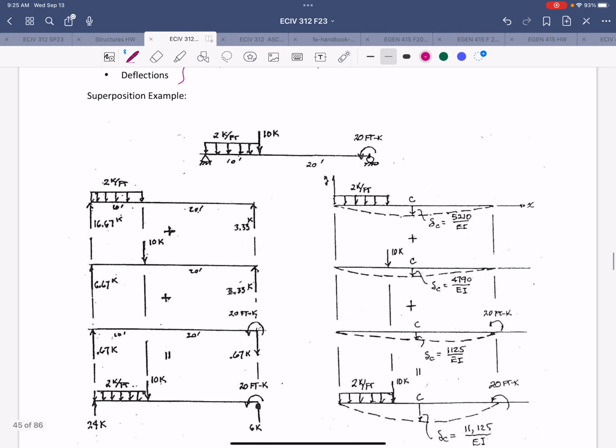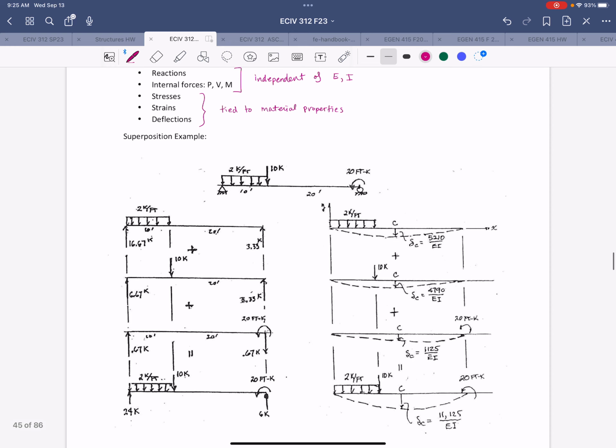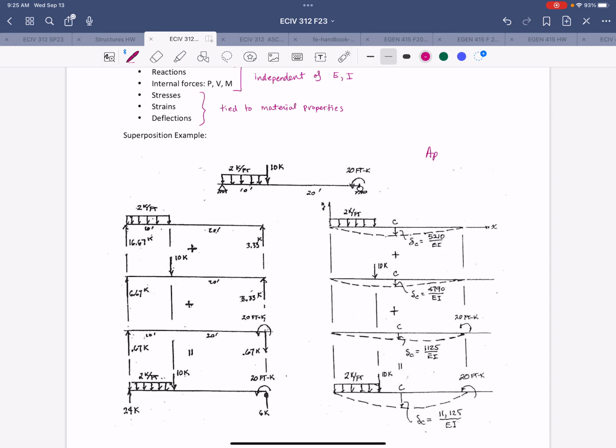All right, so here's that example that we just looked at. Again, Appendix D in your text for those tables. And I'll just note on here, delta C represents the deflection at midspan.